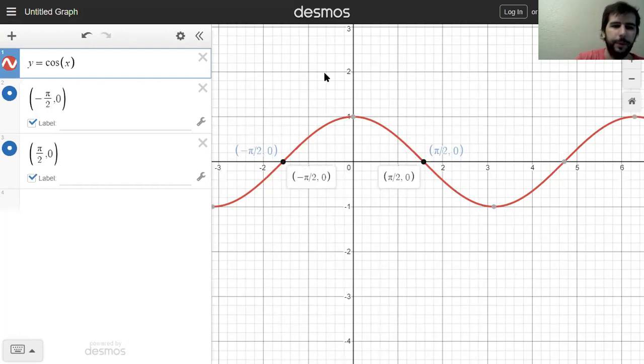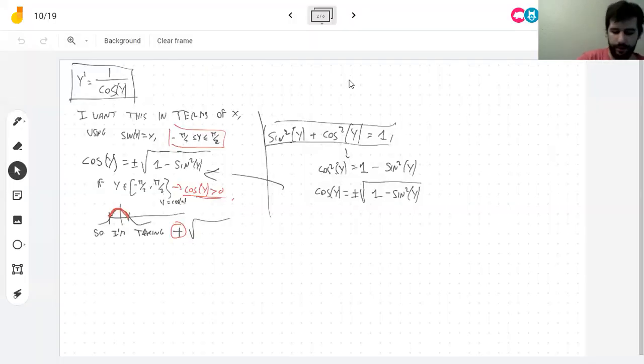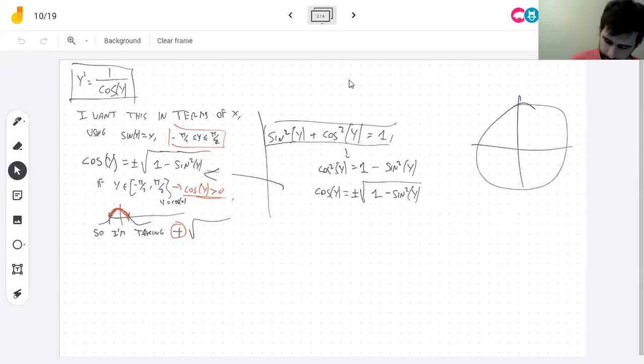Yeah, I get it. Right. I know it's confusing to keep track of where you are in the circle. Another way to see it would be to say that if your angle in the circle is between negative pi over 2 and positive pi over 2, that means that x is on the right side of the circle. And on the right side of the circle, cosine is positive because it's the x coordinate.